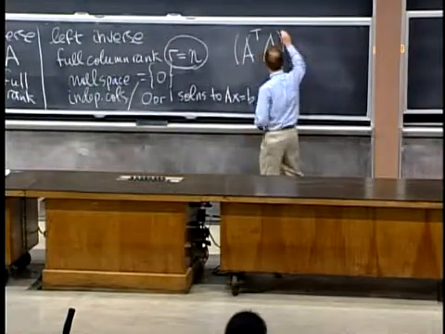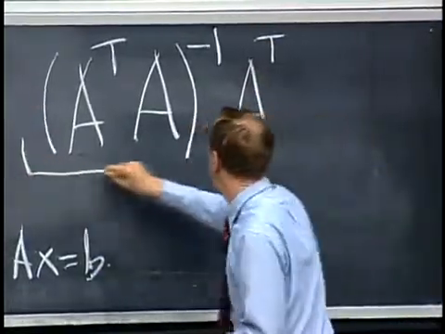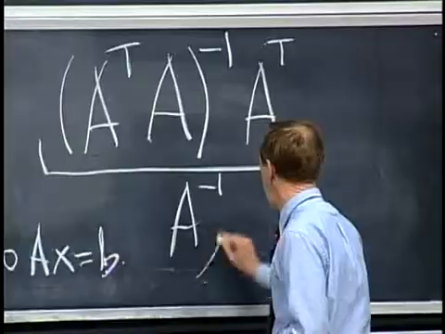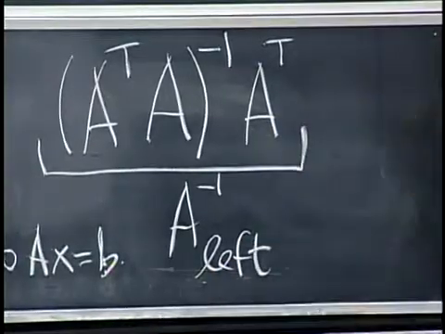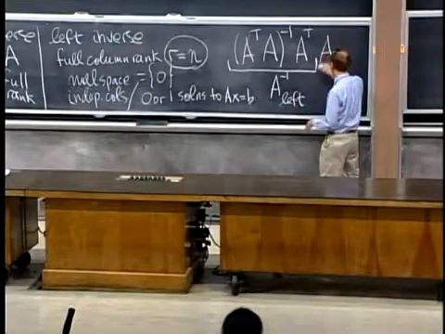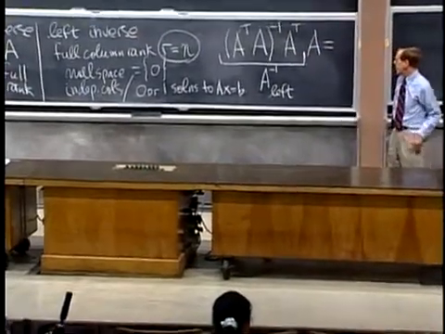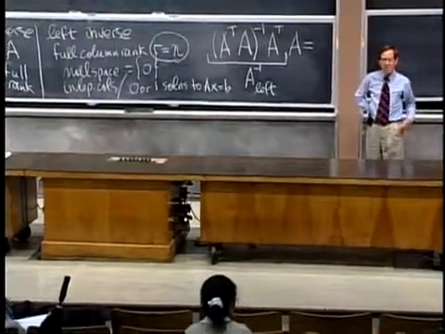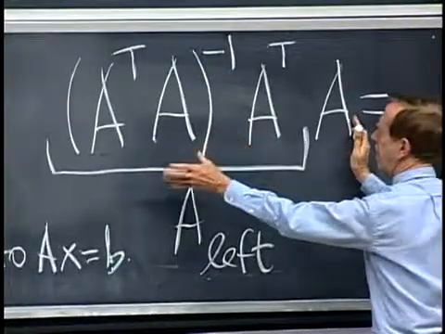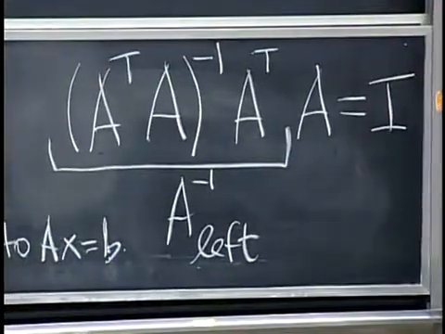Here it is. The inverse of that, which exists, times A transpose. There is a one-sided inverse, shall I call it A inverse left, of the matrix A. Why do I say that? Because if I multiply this guy by A, what do I get? What does that multiplication give? Of course, you know it instantly. Because I just put the parentheses there. I have A transpose A inverse times A transpose A, so of course it's the identity. So it's a left inverse.